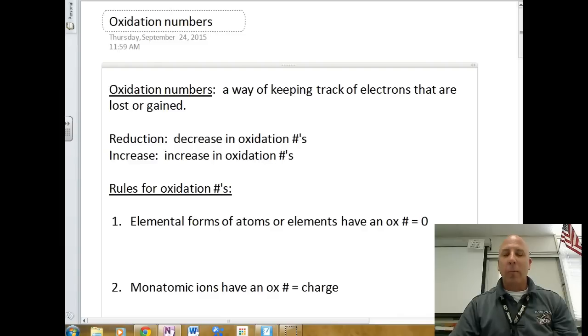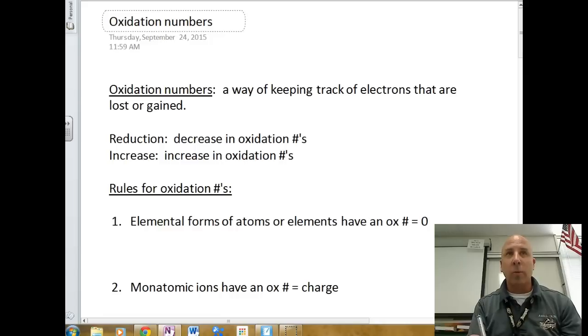How do we determine who's being oxidized and who's being reduced in a reaction where it's not so obvious? Well, of course, we're going to use oxidation numbers, and that's what today's talk is all about. Let's get right to it and talk about what an oxidation number is.